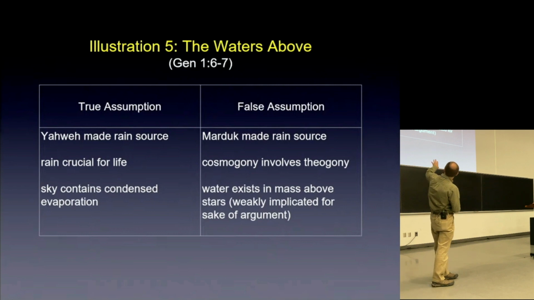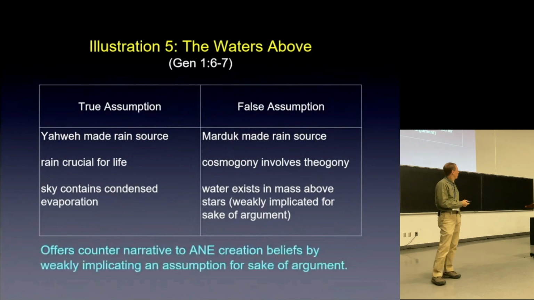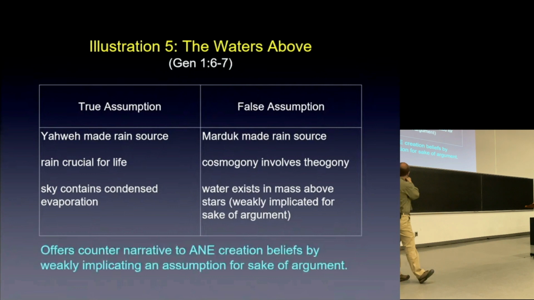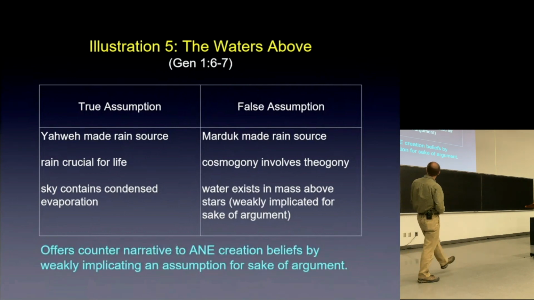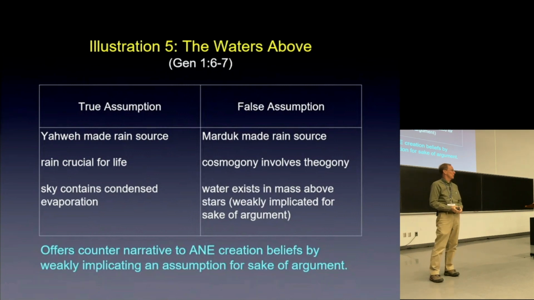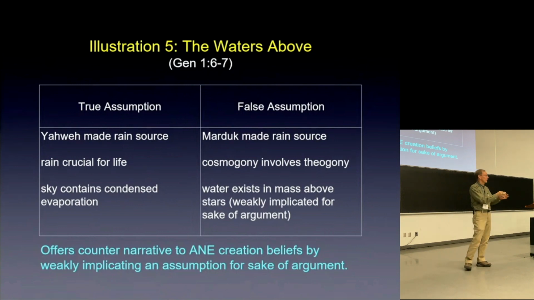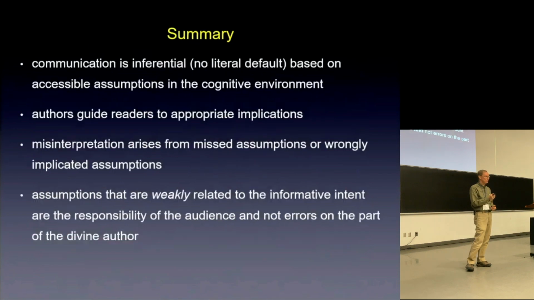And so I think that the author is using a false assumption weakly implicated for the sake of argument. And so instead, Genesis is offering a counter-narrative to ancient Near Eastern creation accounts and beliefs by weakly implicating something for the sake of argument. That's how I deal with what I think is the strongest case, or the most problematic case of what appears to be false assumptions expressed in the linguistic code of the Old Testament.